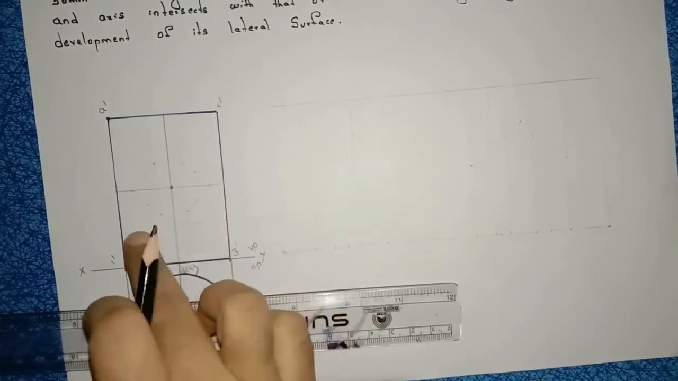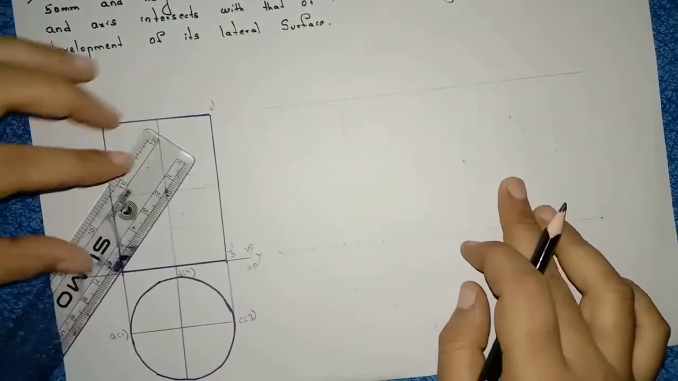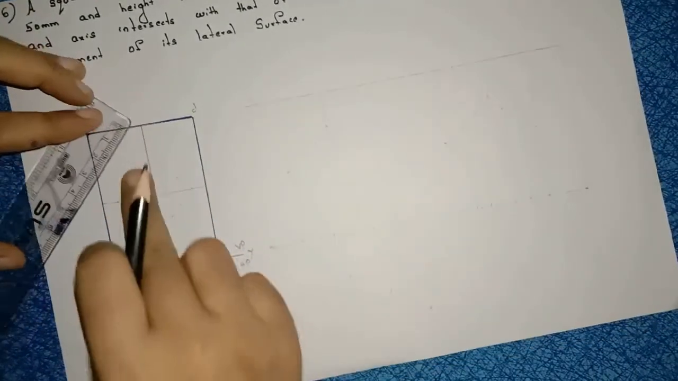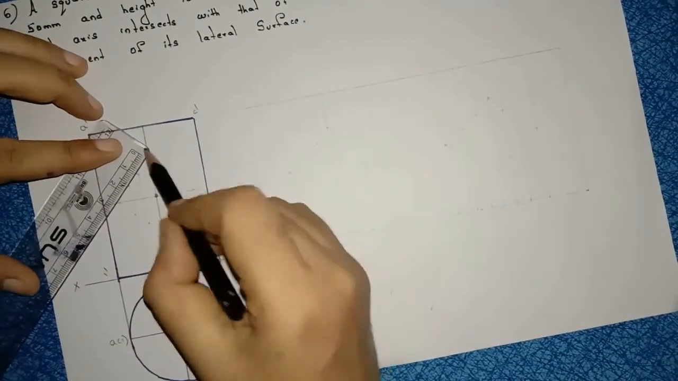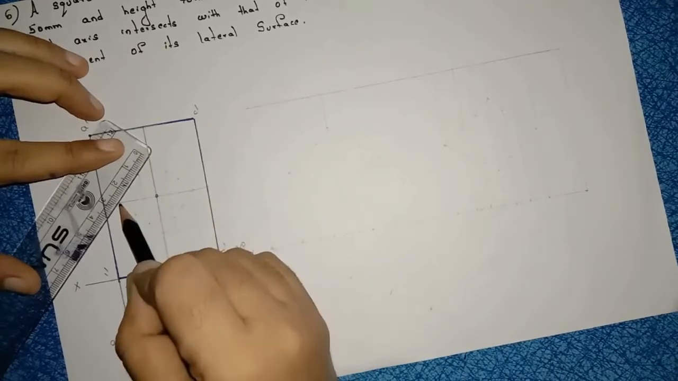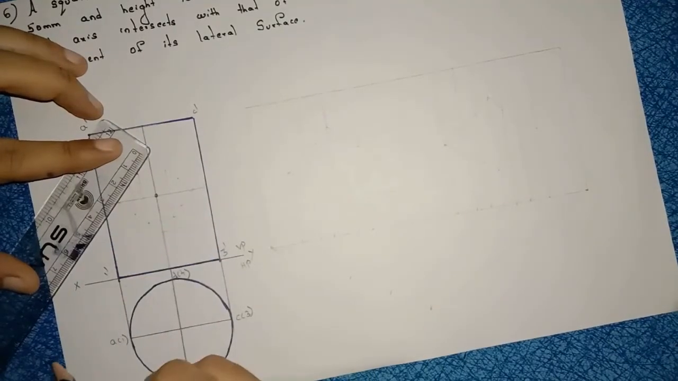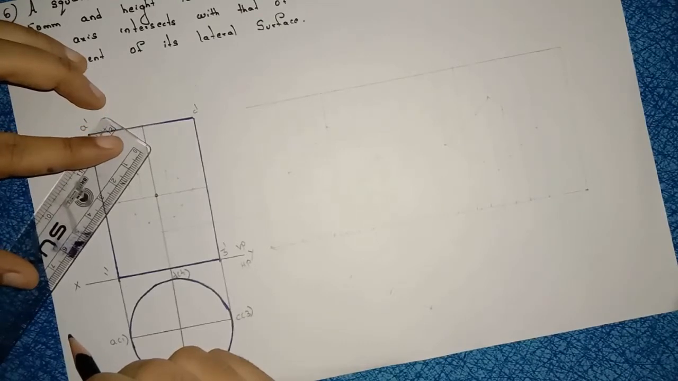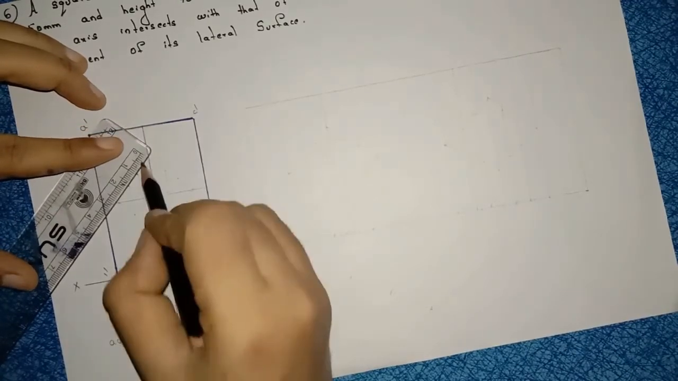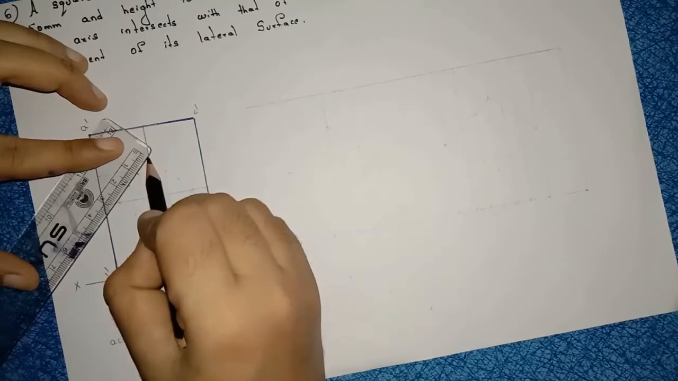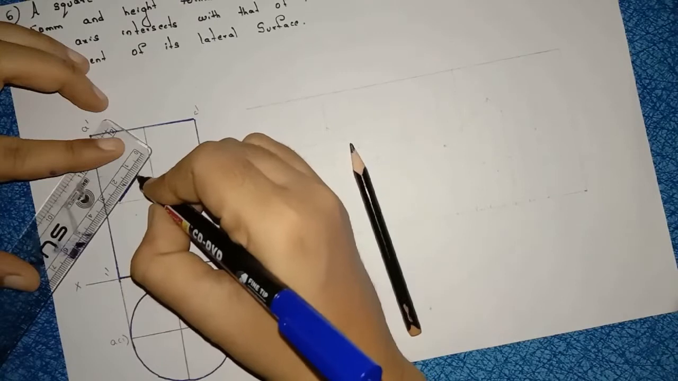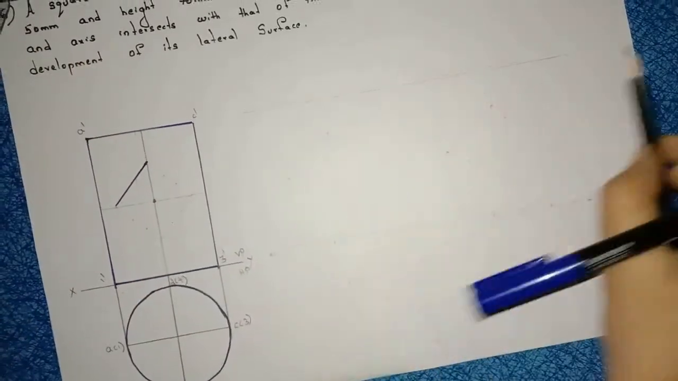1, 2, 3, 4. Take any side and first mark by trial and error method like this. See, I am taking this side. 0 is touching on this line. 25 should touch on this line. By trial and error method, just move your scale like this and see where 0 and 25 touches the line. See, this is 0 and this is 25. Right. So what I am doing, I am constructing square here 25 mm.